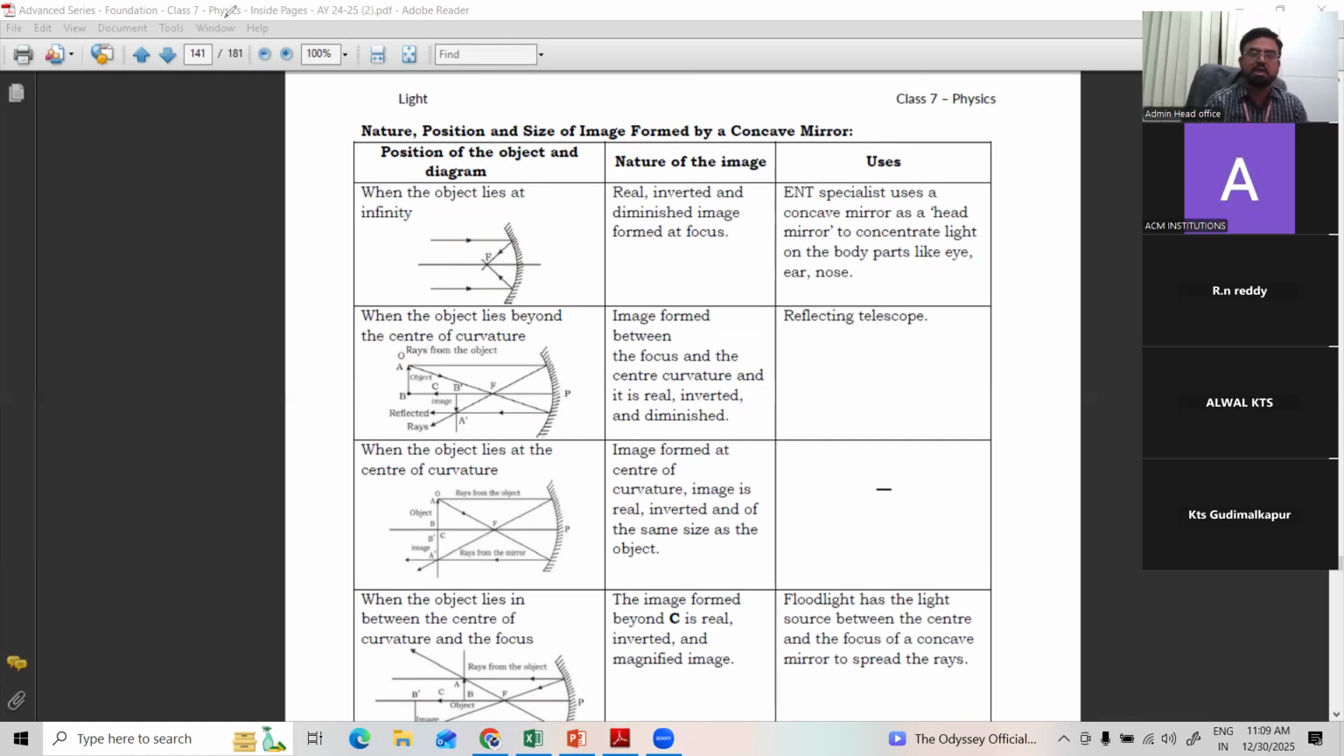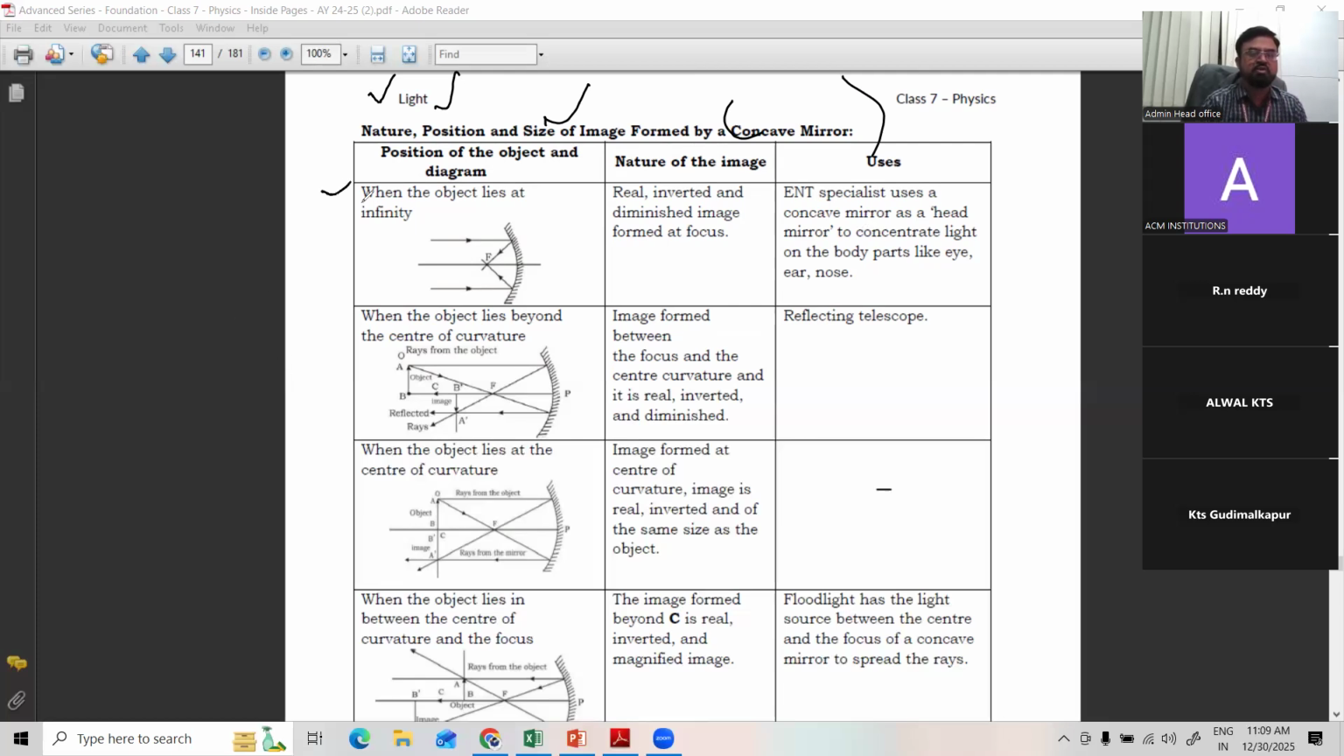So, for concave, we are now discussing the concave mirror. What is the nature of the image formed by the concave mirror? Position of the image, size of the image formed by the concave mirror. We have to see different cases. When you place the object in different positions in front of the concave mirror, what is the position, nature, and size of the image? Everything, and what is the use?